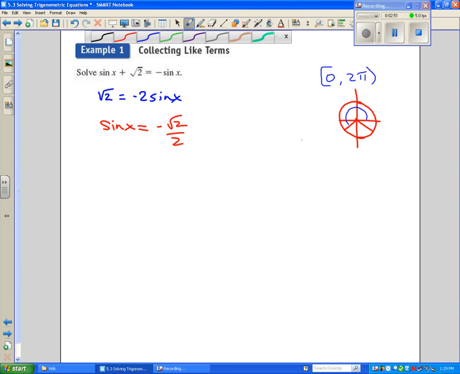So this is 5 pi over 4 and 7 pi over 4. Now, I just take those two values and it's any circle away from them. So, general solution for this would be x equals 5 pi over 4 plus 2n pi, n being an integer, and x equals 7 pi over 4 plus 2n pi.